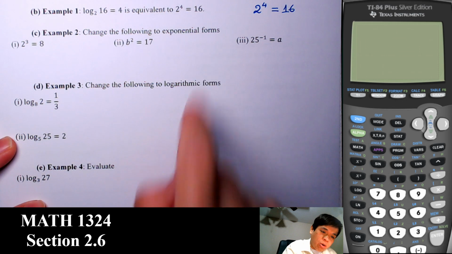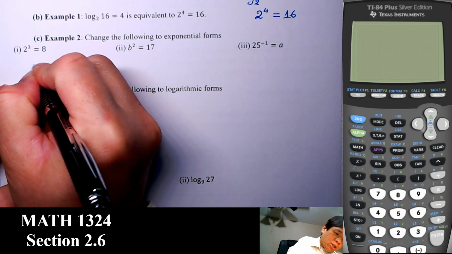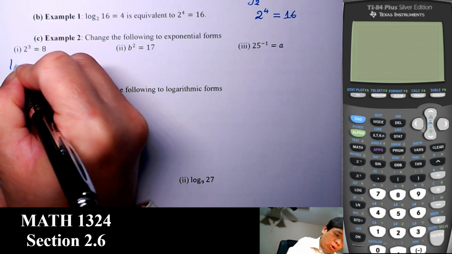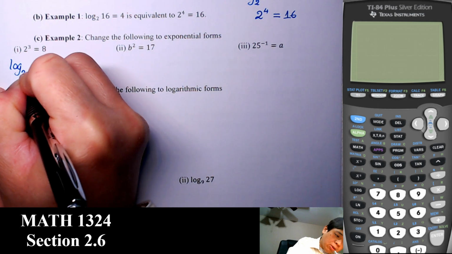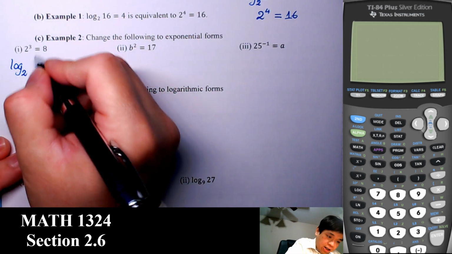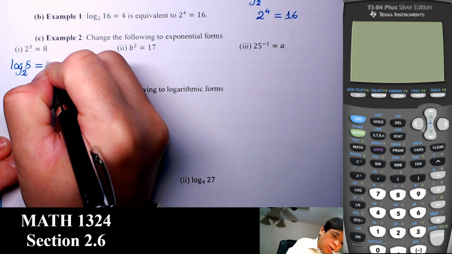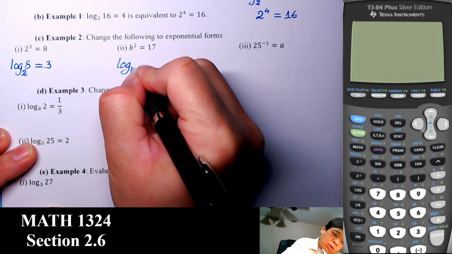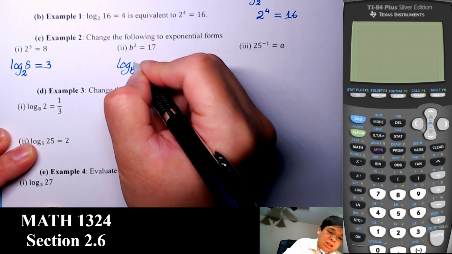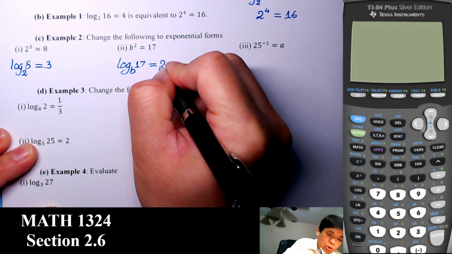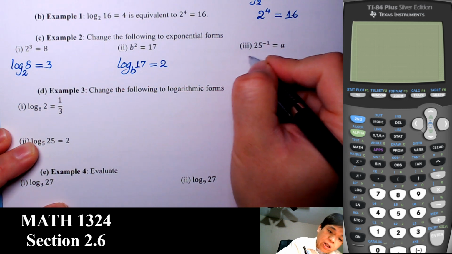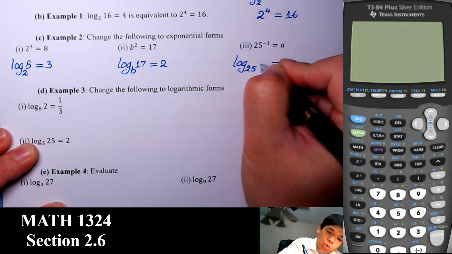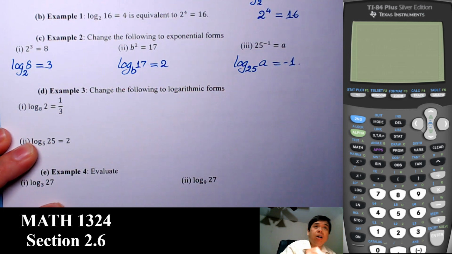Right. Let's change the following to exponential form. The equal sign will stay. And the base 2 will stay. But now we go to the log, so the 2 is going to be the subscript, and then the 8 and the 3 will be swapped. Right, while the base here is the subscript, 17 goes there, the 2 goes to the other side. 25 is the base as subscript, swapping the a and the -1. Right, so that's how we do it.